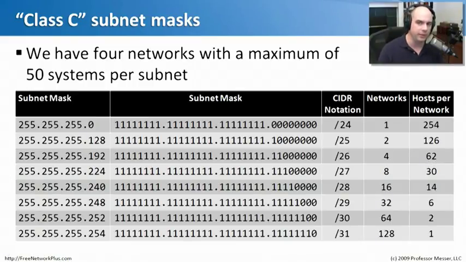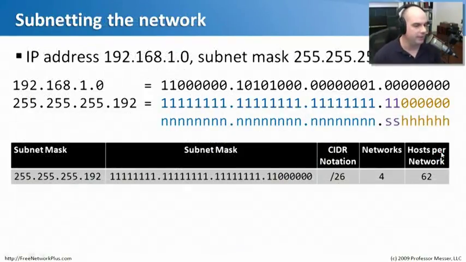See, there's a trade-off there. When you steal bits from one side, you give bits to the other side, it's a trade-off. So as long as we don't have more than 62 hosts on our network, we're okay. So let's figure out how they came up with that number.